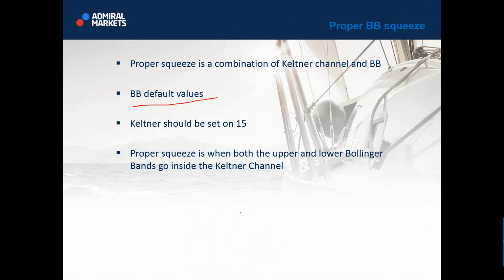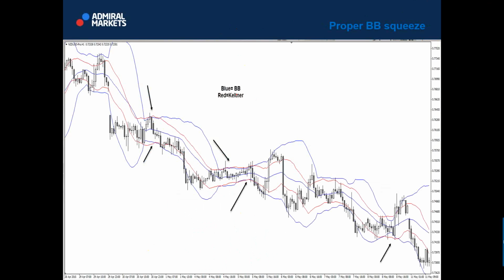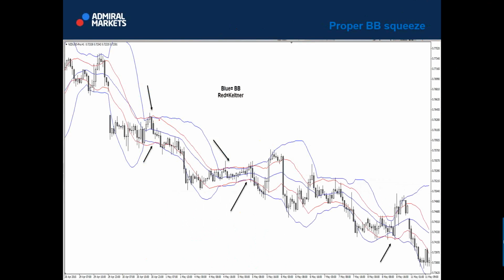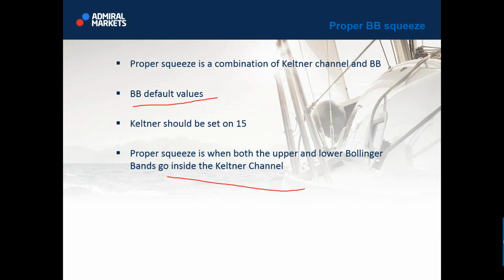Proper squeeze is when both the upper and lower Bollinger Bands go inside the Keltner channel. Blue is Bollinger Band, red is Keltner. So this is a squeeze when upper and lower Bollinger Bands go inside the Keltner channel. Okay, this is the squeeze here. Proper squeeze, guys. And proper squeeze. Bollinger Bands inside Keltner channel.